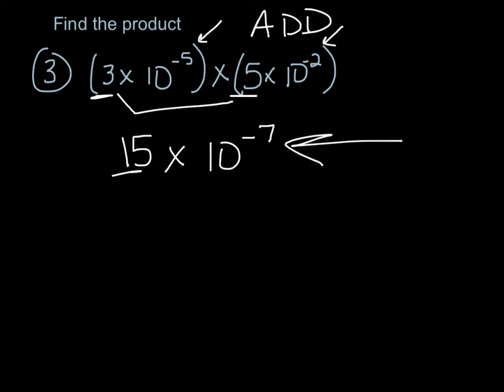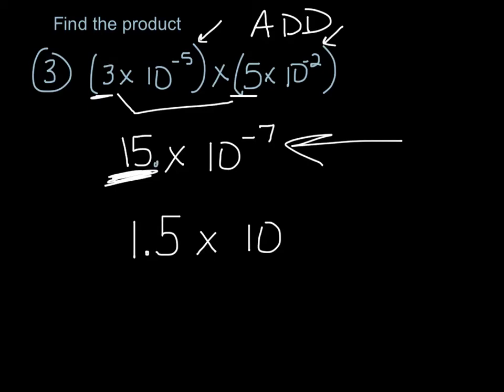No. Look at this. What's wrong with the 15? 15 is bigger than 10, therefore it is not in scientific notation. So what you have to do is make it 1.5 times, now we had 10 to the negative 7.